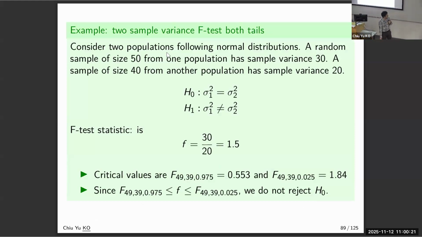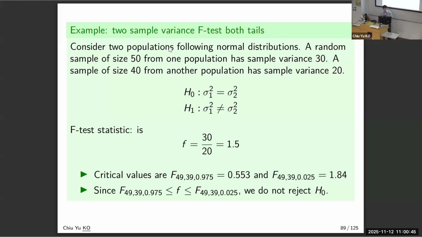So we have an example of N1 equal to 50 and N2 equal to 40. The sample variance is 30 for one and 20 for the other, right? You want to test whether the variances are the same or not. In the stock setting, the question will be: are the two stocks the same risk or not?